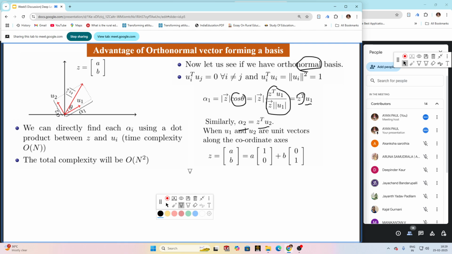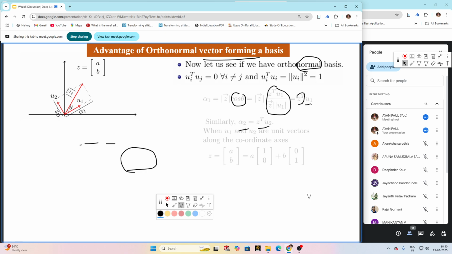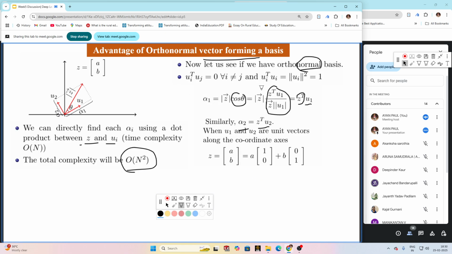So this is the advantage of orthonormal vectors forming a basis: we can directly find alpha by this product of z and ui. So our time complexity decreases to O(n) square. Earlier, if we formed our basis with vectors which are not orthonormal, then the time complexity is O(n) cube. But now, as we are projecting our data onto an orthonormal basis, our time complexity decreases to O(n) square. So that is the advantage of orthonormal vectors forming a basis.